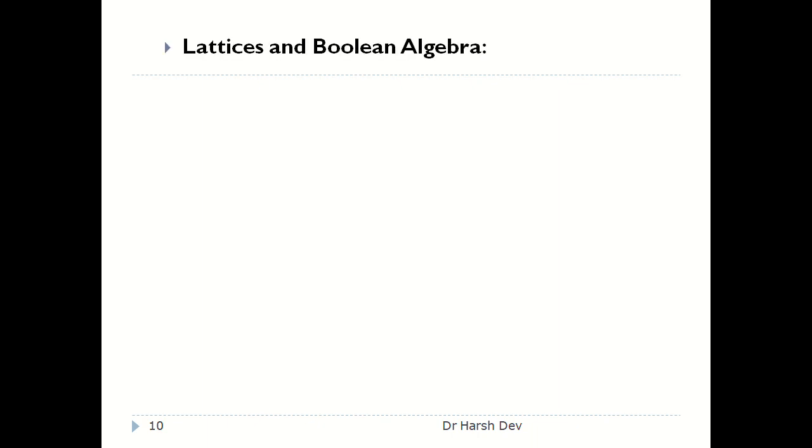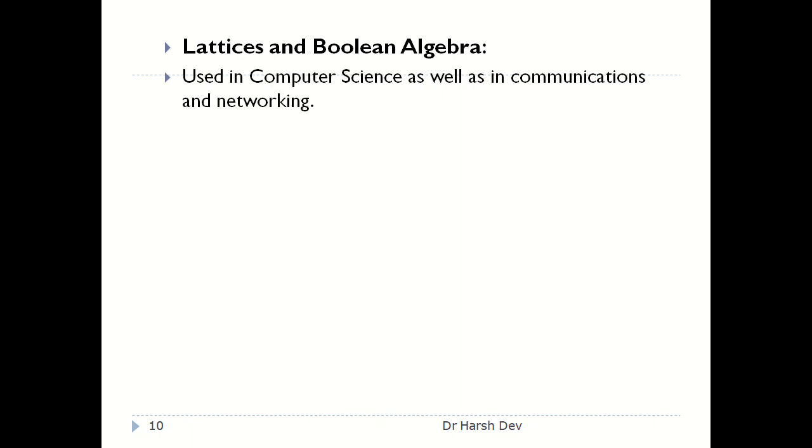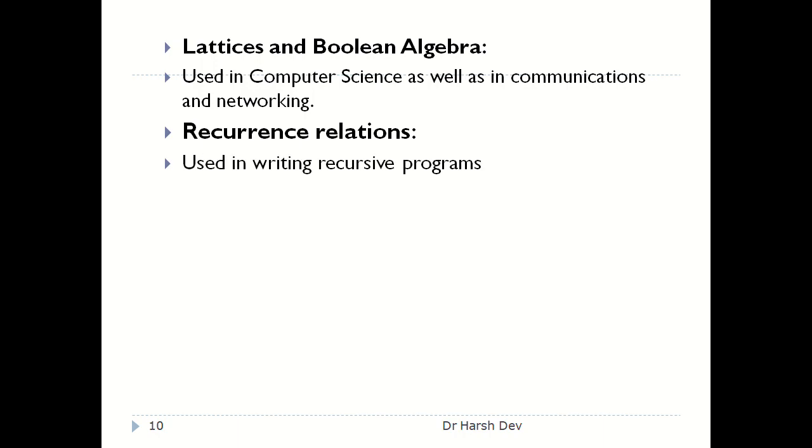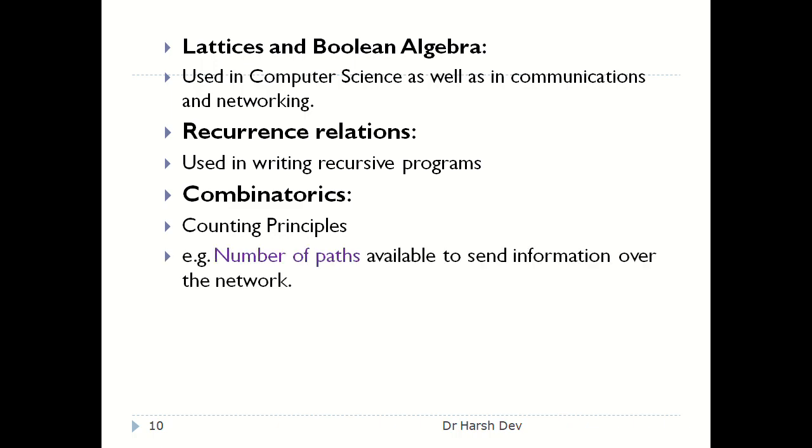Other applications are lattices and Boolean algebra, which are also a very important part, used in communication and networking systems. Similarly, recurrence relations are very important with respect to programming when we write recursive programs. Similarly, combinatorics is all about counting principles, used to solve various types of counting problems, which we will see later on.